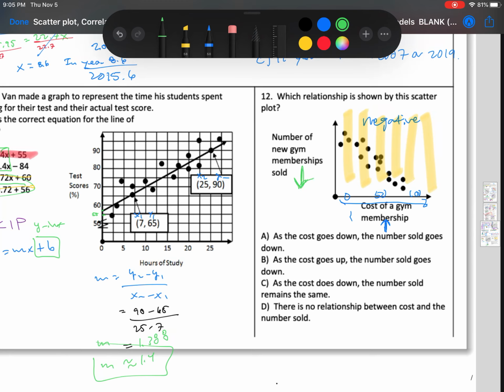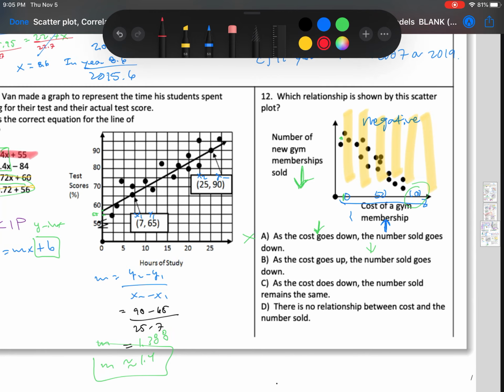Okay, let's think about this. Think about this in real life. Cost of a gym membership. Let's just say your membership costs you $100 a month. Do you think many people are going to buy that? No. But if you sold it at maybe $1, I think a lot of people would buy it. Okay, so let's go through these. As the cost goes down, the number of sold also goes down. That would be wrong.